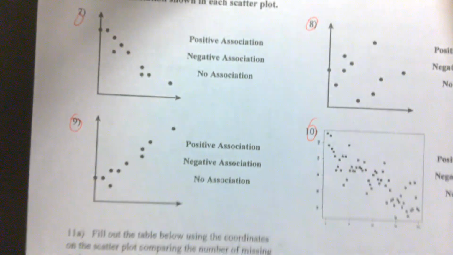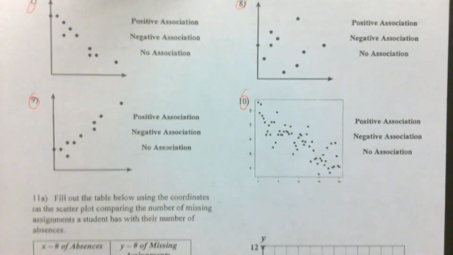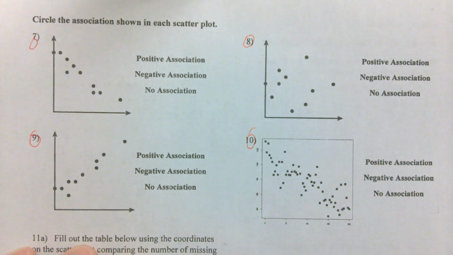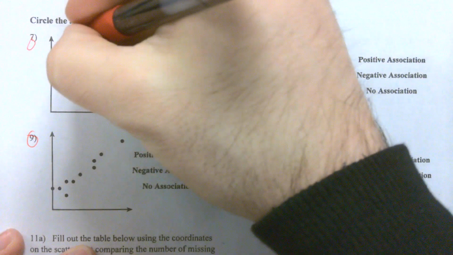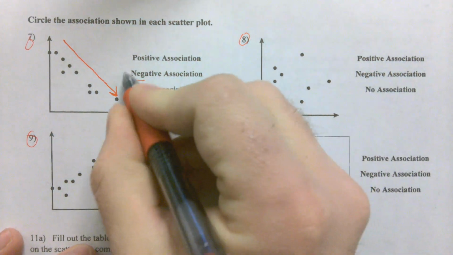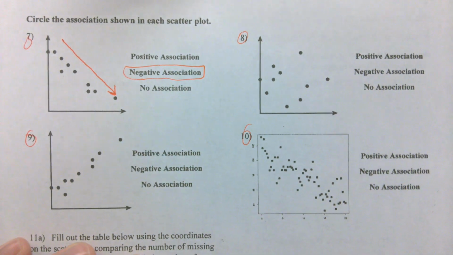Scatter plots on the back, starting off with association, right? There's 3 different types: positive, negative, and none. What type of association do we see in number 7 here? Negative. My line's going downhill from left to right. That's as negative of an association as it gets.